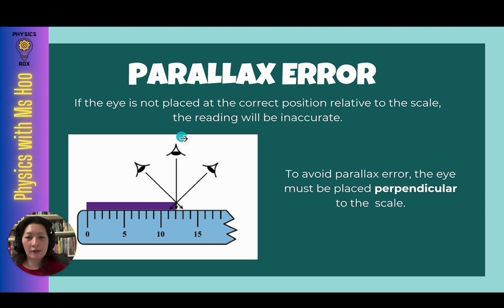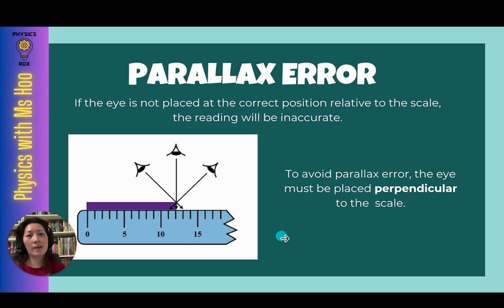So let's say in this diagram, the correct value as observed from the correct position is 12 mm in this case. Now, if you place your eye at this angle, you can see how from the position of the eye at the tip of the purple object, we're seeing a number that's larger at 13. So if you're looking at it from this angle, you're going to say, oh, the length is 13 mm. Whereas if you're looking at it from this angle, you're going to see, oh, the length is 11 mm. So that's why we cannot place our eye at an angle like this. You must look at the scale straight on like this.